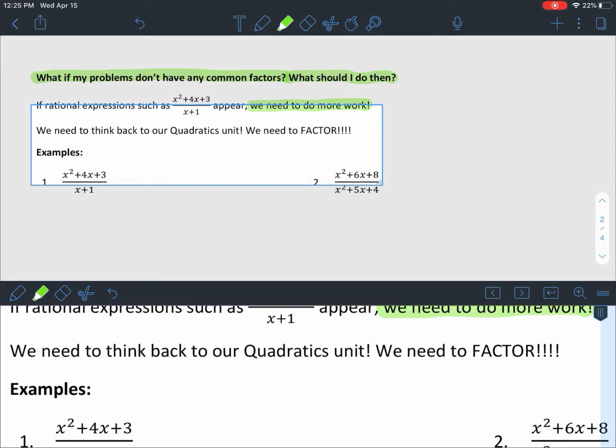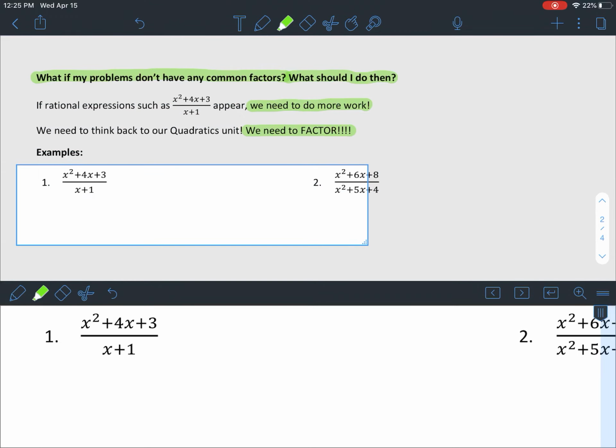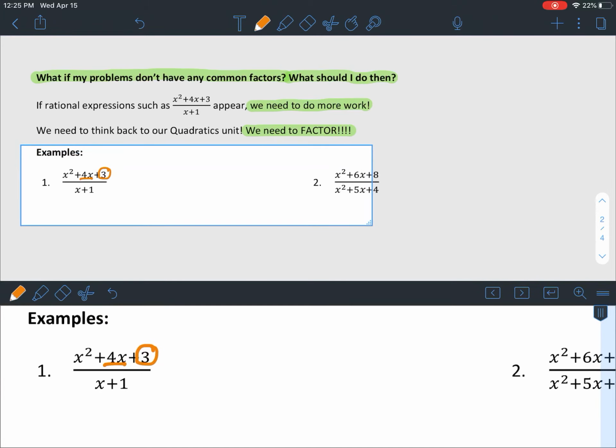So we need to think back to our quadratics unit and we need to factor this guy. We need to factor some things so that we can get it into a simpler form. So I'm going to do that problem that I had as our example: x squared plus 4x plus 3 over x plus 1. If you remember back to the quadratics unit, we needed to multiply to get 3 and add to get 4. So I need to think of numbers that I can multiply together to get 3 that will add to give me 4.